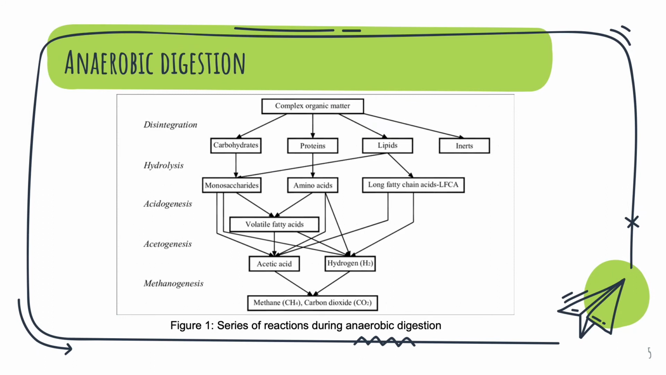Anaerobic digestion is the breaking down of organic matter such as carbohydrates, proteins, and lipids to produce biogas and occurs in the absence of oxygen. There are 4 stages during anaerobic digestion, which are hydrolysis, acidogenesis, acetogenesis, and methanogenesis.